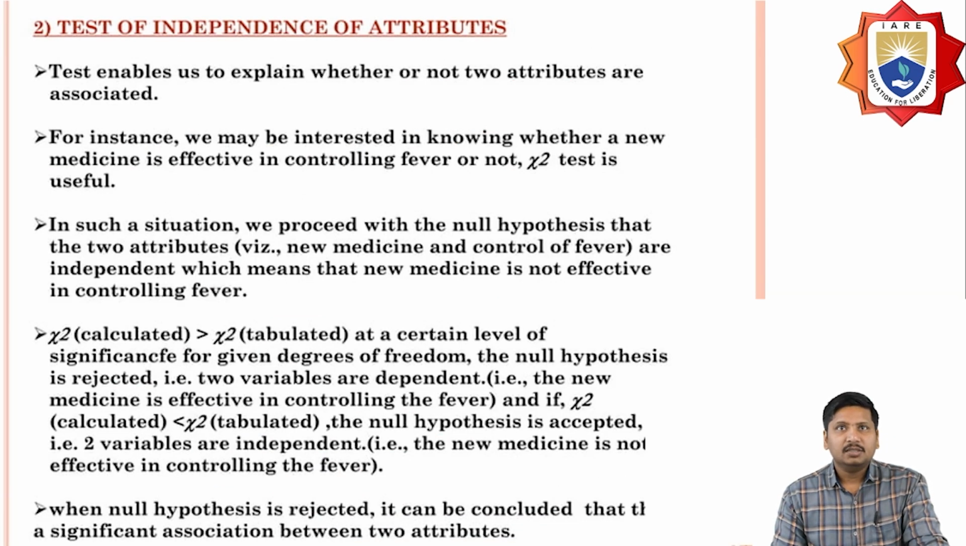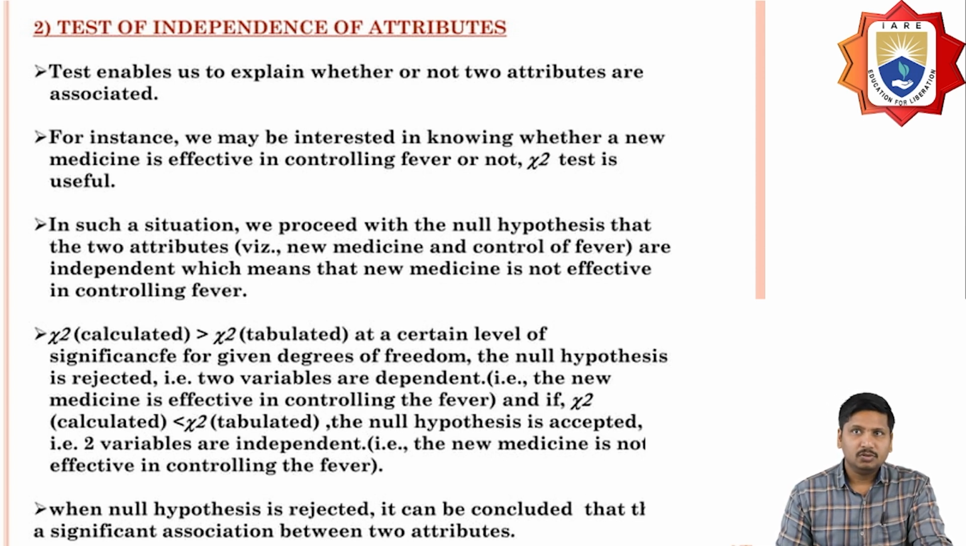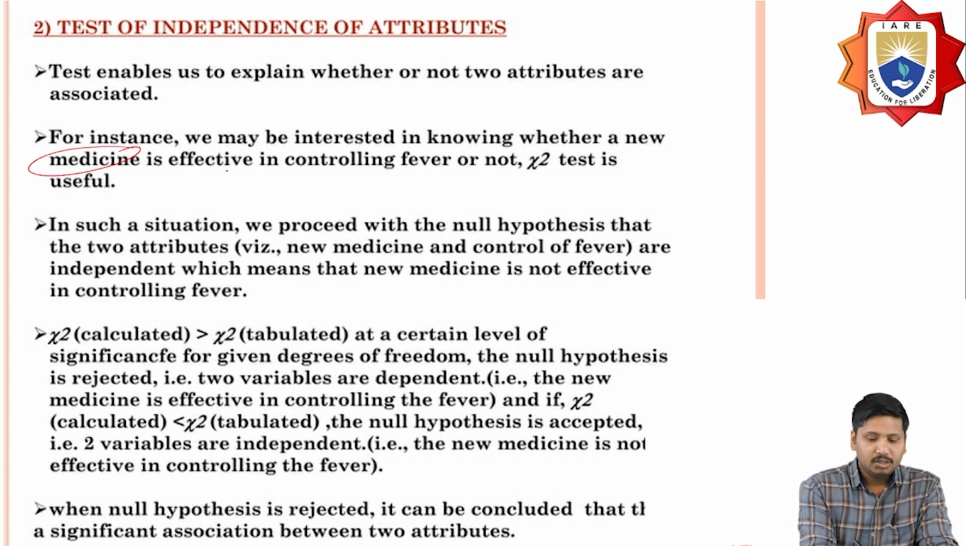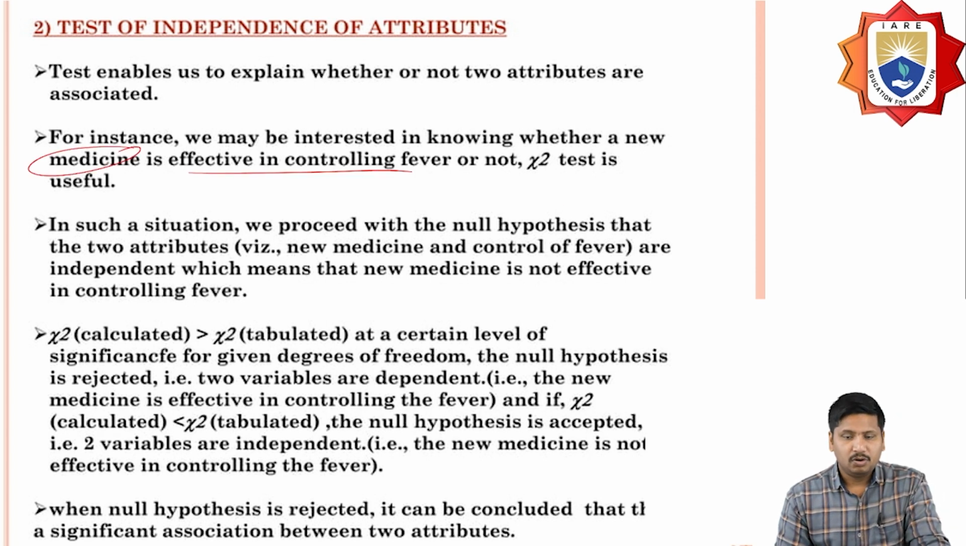And next one is the test of independence of attributes. Normally, in case of independence of attributes, this test explains whether or not two attributes are associated. For instance, one may be interested in knowing whether a new medicine is effective in controlling the fever or not. So the chi-square test should be useful. Suppose I have to know whether the new medicine is effective in controlling the fever or not. For that, I have to conduct the chi-square test.